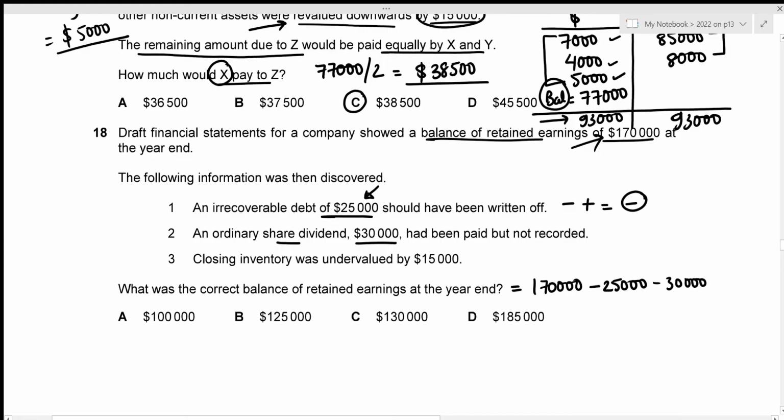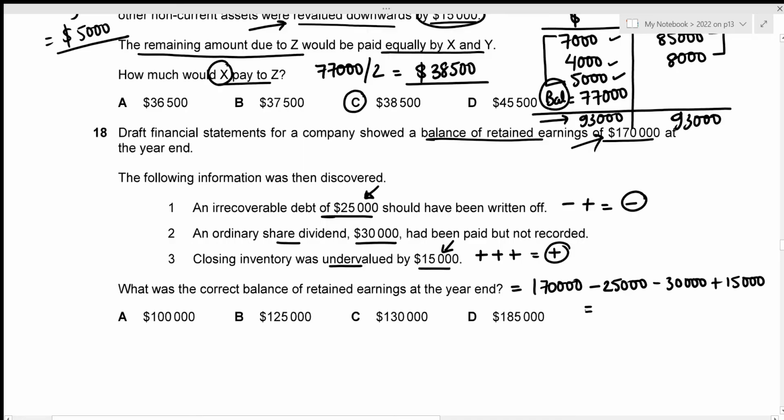And the last one we have is the closing inventory value, which was undervalued by 15,000. And remember that closing inventory is something that we add in order to figure out the profit for the year. If it had been undervalued, we just need to add its value back, right? So that's another positive. And then the profit for the year is always added to the retained earnings. So that's another positive. So 3 positives again results in a positive, which just means that in order to rectify this error, we need to add this amount of 15,000 back to the balance of retained earnings. So that's plus 15,000.